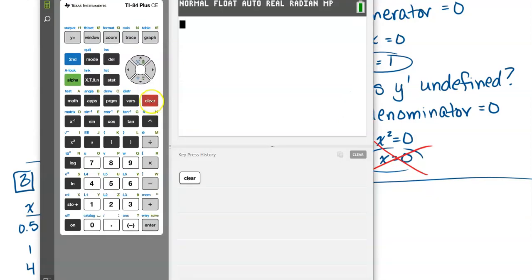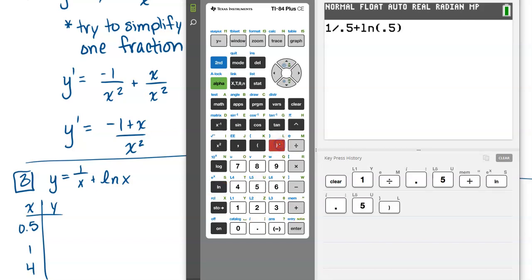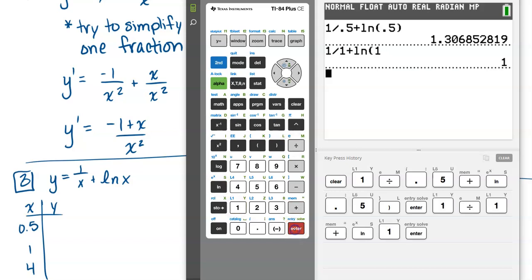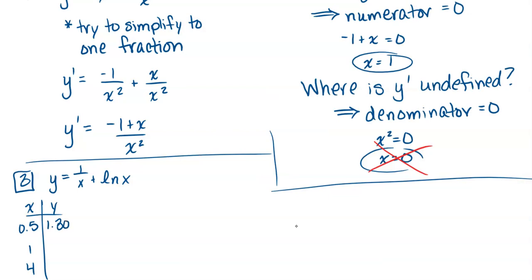So I'm going to use my calculator to help me figure out what y values go along with those things. So 1 over 0.5 plus the natural log of 0.5. And I get those 3 numbers. So this is a 1.307. Remember, in AP Calculus, we always use 3 decimal places if we're going to round. And this one was 1.636.